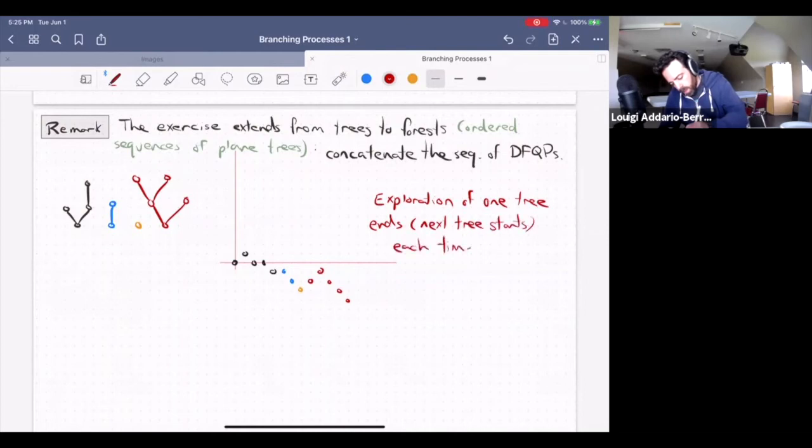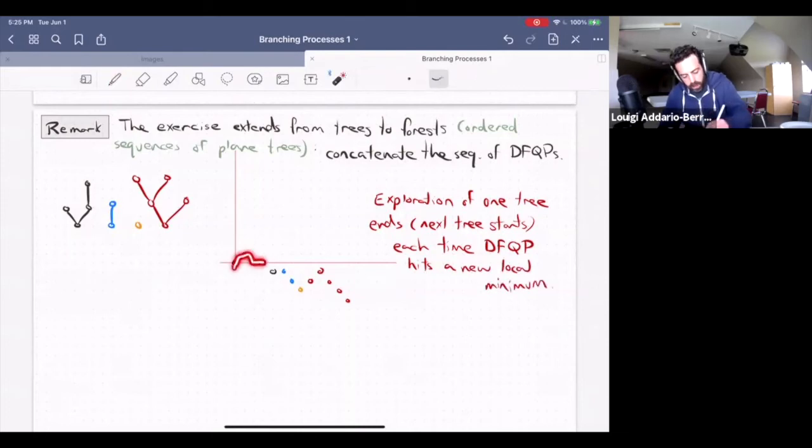Each time, the process hits a new local minimum. And that's precisely because for each tree, the depth first queue process is an excursion. It stayed above wherever it started until the tree is finished being explored, and then it took a new step to a minus one. Okay.